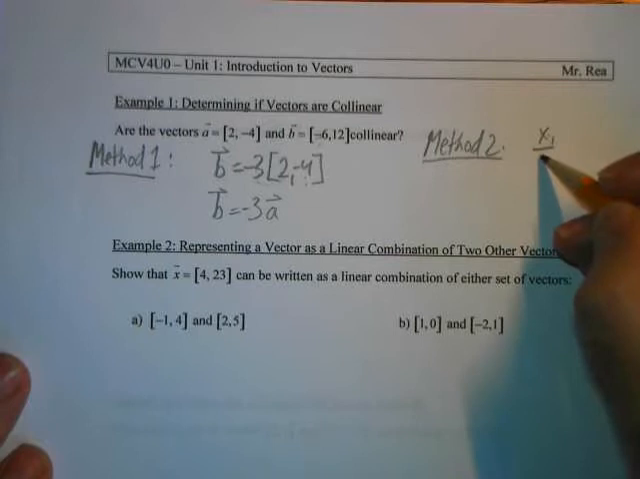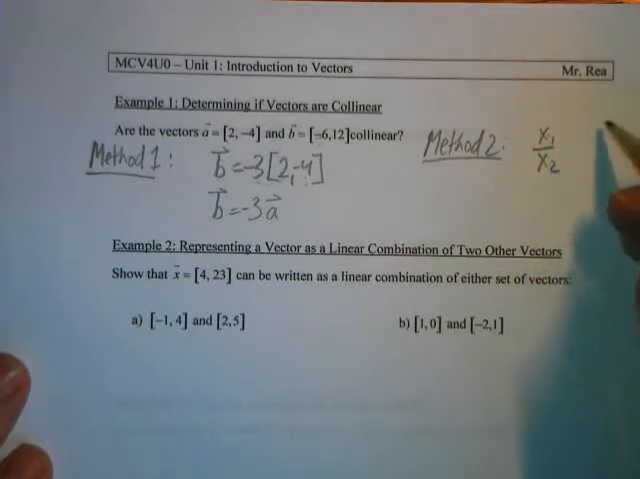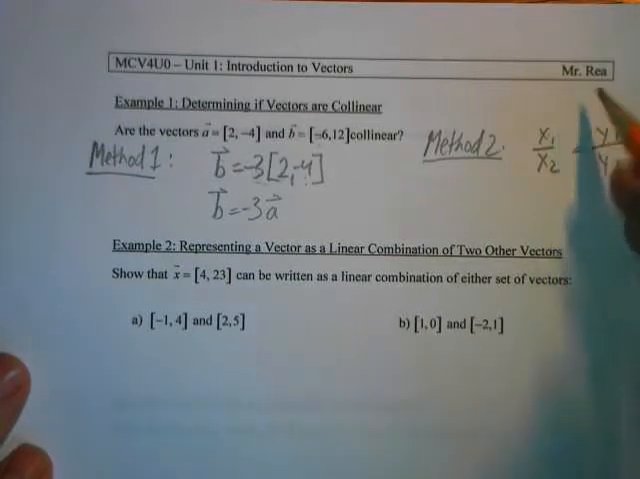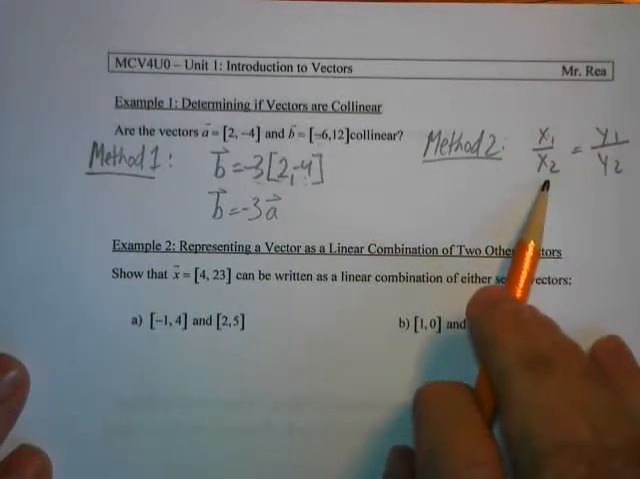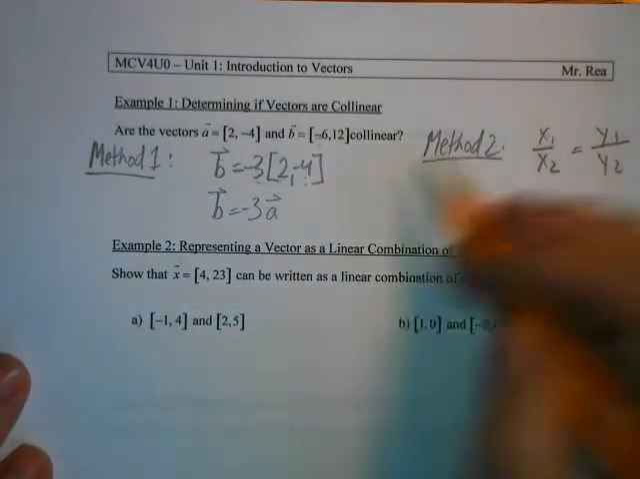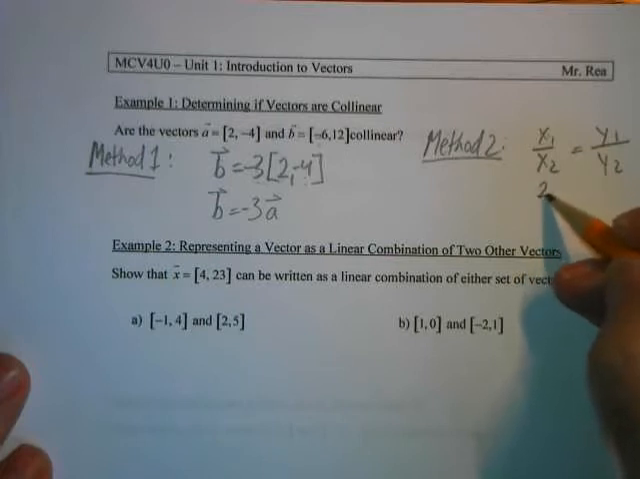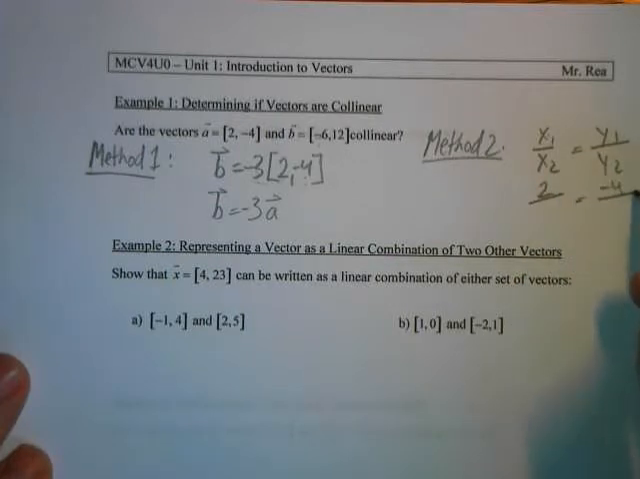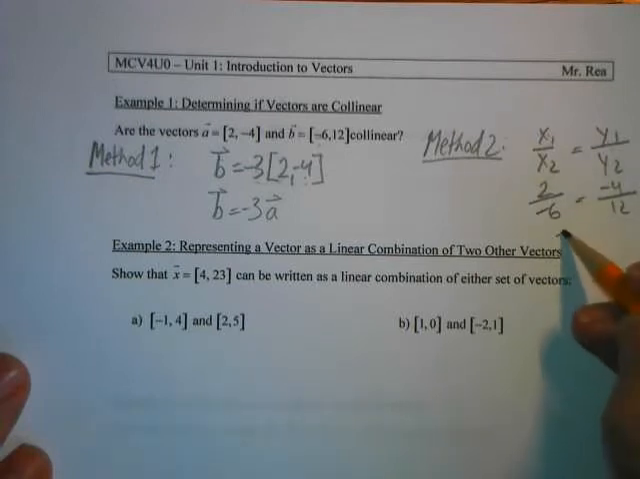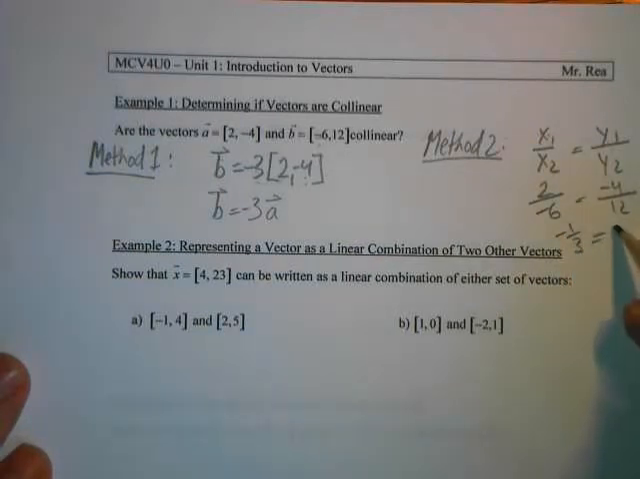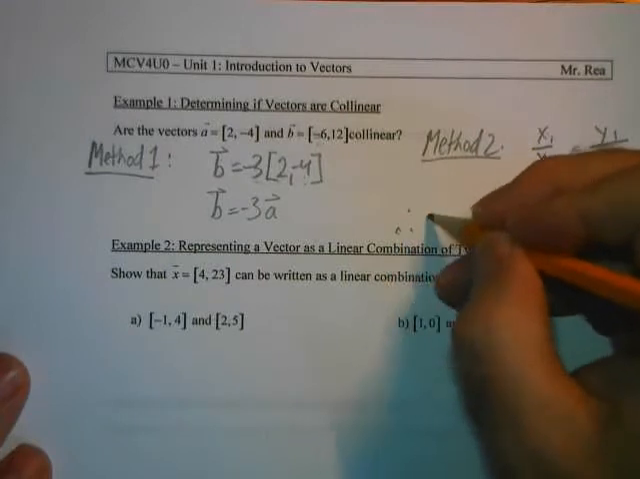So if you create two ratios of the two vectors, x1 over x2, we want to prove that they're equal to y1 over y2. So x1, y1 will be the components of one vector, x2, y2 will be the components of the other vector. So in our case, I've got A is 2, -4, so I put those on the top where the x1, y1 is, and we have -6, 12. If I reduce these, I get -1/3 is in fact equal to -1/3, so that proves that they are therefore collinear.